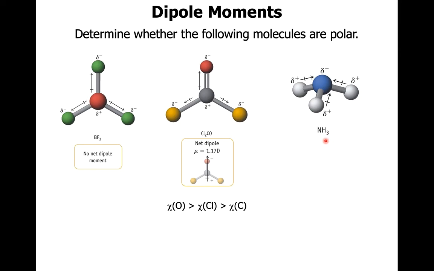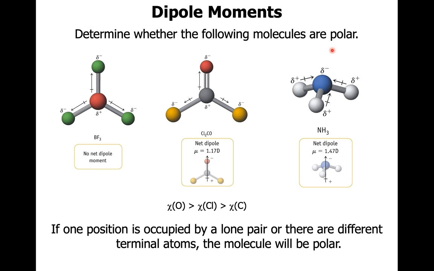With NH3 here, we have 3 very polar bonds, and all of those dipoles point at the nitrogen. So some portion of the dipoles cancel out. However, they all point in an upward direction, and so we get a net up dipole at the end. If one position is occupied by a lone pair or they're different terminal atoms, the molecule will be polar.